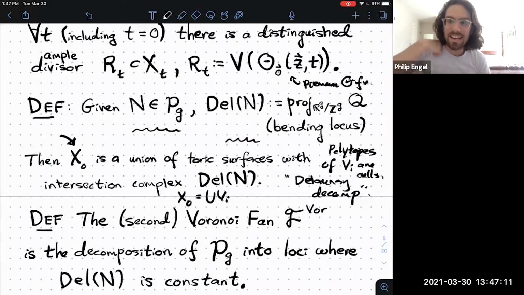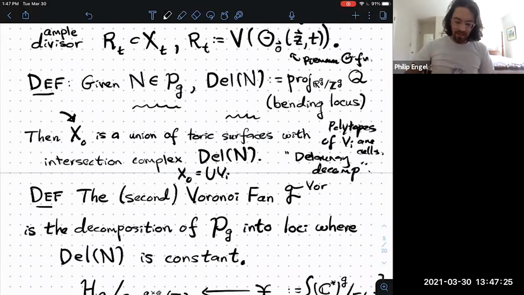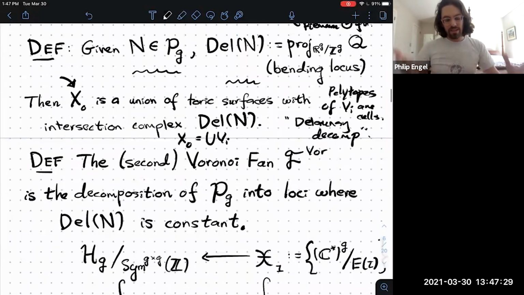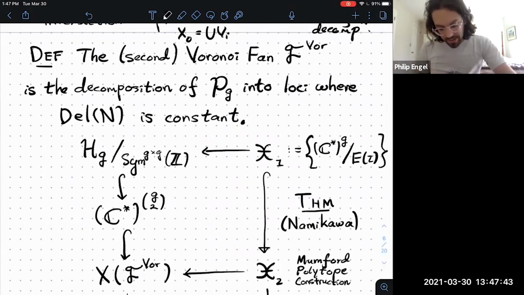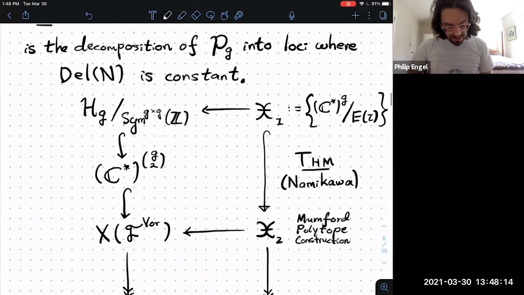Are there any questions about that? Mumford's construction, very beautiful construction. Okay. So then, if not, we can now discuss how you extend this from a one parameter construction to a higher parameter construction. So let me define the second Voronoi fan. It's a decomposition of the space of positive definite g by g integral matrices into subloci where the Delaunay decomposition is constant. So P_g is itself decomposed into polyhedral cones, where this Delaunay decomposition is constant. Now I have a big gigantic chain of families and theorems.